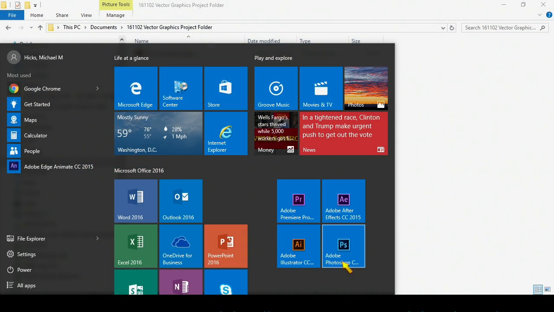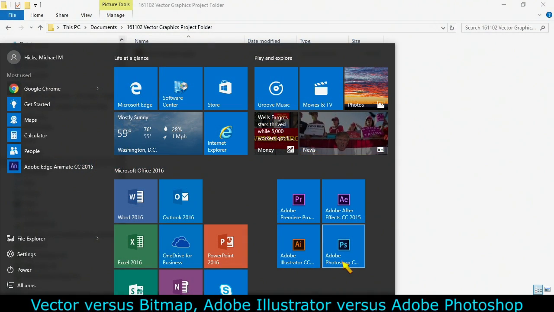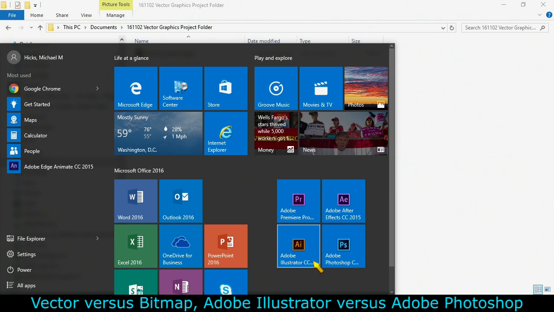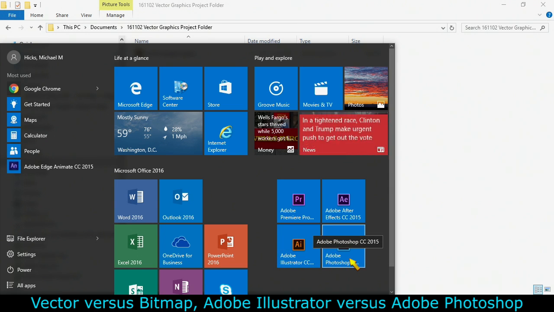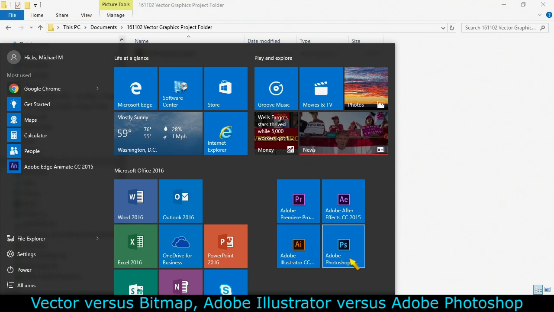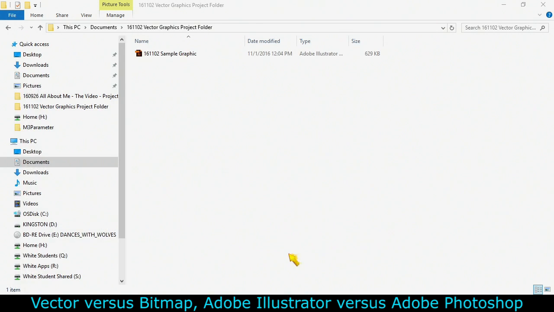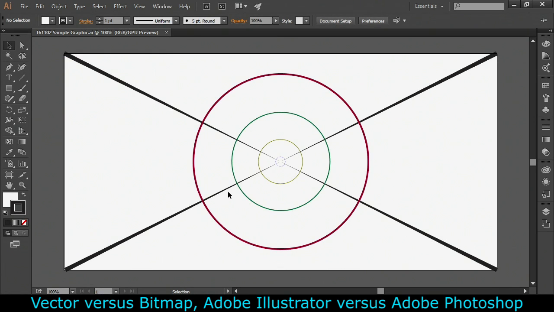Hello everyone. So I thought I'd start off our unit on vector graphics with talking about the difference between Adobe Illustrator and Adobe Photoshop. They both are used to make graphics, but they are very different programs and they make those graphics in very different ways. Like there's Android and there's Apple. There are two different kinds of graphics. Adobe Illustrator works with vector graphics.